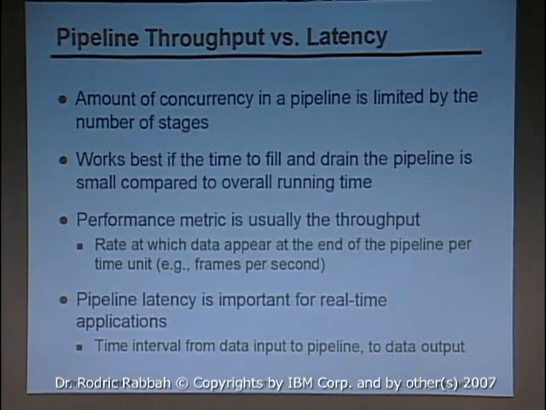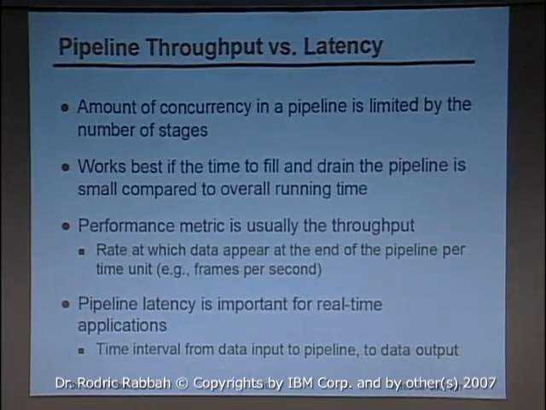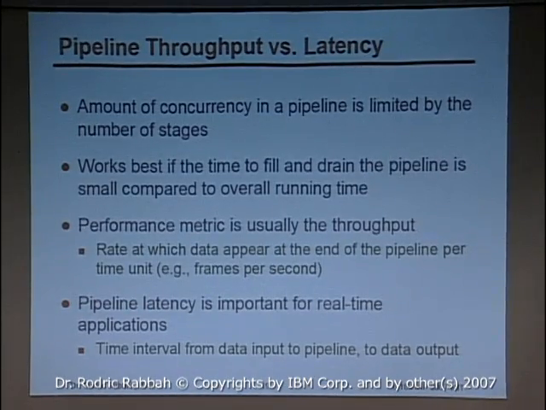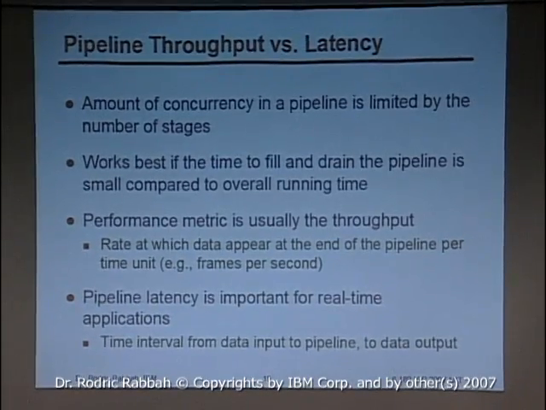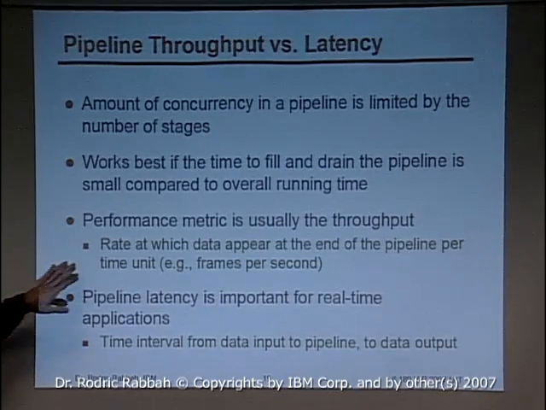So in the pipeline model, the things to consider are the pipeline throughput versus the pipeline latency. The amount of concurrency in a pipeline is really limited by the number of stages. This is nothing new. You've seen this, for example, in superscalar pipelines. And just as in the case of an architecture pipeline, the amount of time it takes you to fill the pipeline and the amount of time it takes you to drain the pipeline can essentially limit your parallelism. So you want those to be really small compared to the actual computation that you spend in your pipeline. And the performance metric is usually the throughput.